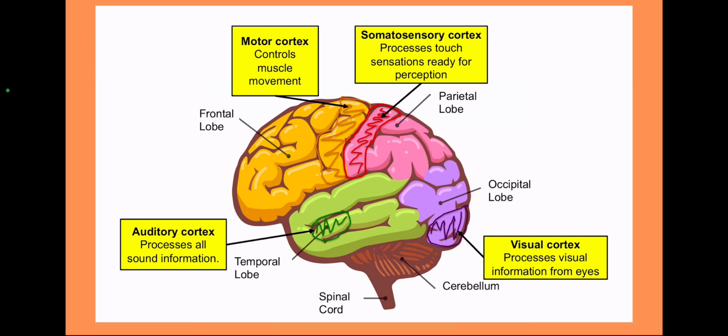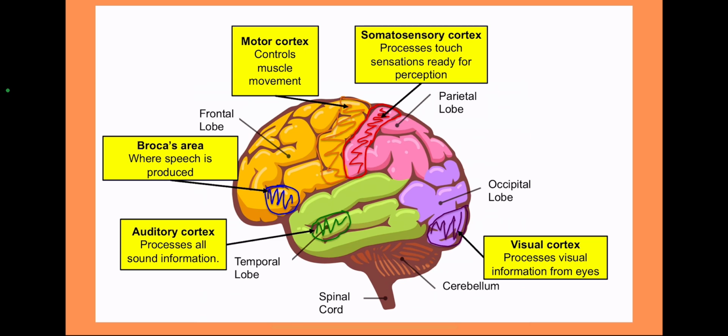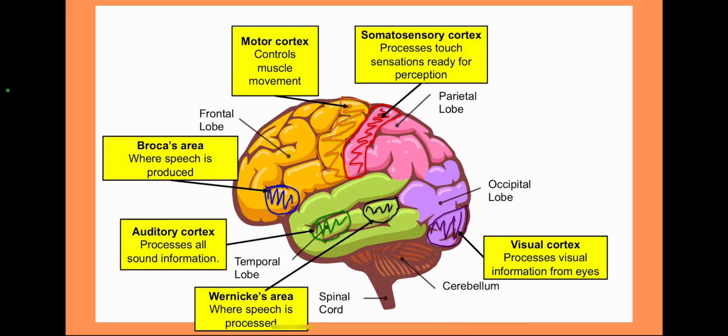These language areas are in the frontal lobe, Broca's area. This is where speech is produced. A simple way of remembering this one is to say that this is where your vocabulary is stored. And if you damage this area, you won't be able to physically say very many words. Then in the temporal lobe, we have Wernicke's area, and this is where your speech is processed and understood. It's where speech understanding and comprehension is looked after.